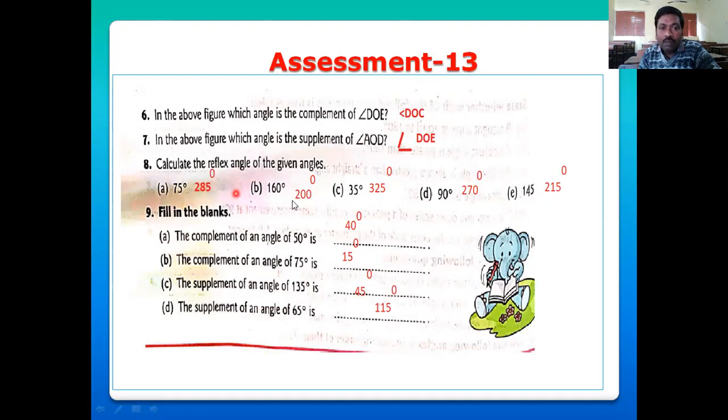And here is the 300 reflex angle. When we subtract 75 degrees from 360 degrees, we get 285 degrees, and we can find the rest in the same way. It is also the complete angle of angle 50 degrees. We also take this type of question: when we subtract 50 degrees from 90 degrees, we get 40 degrees, and to make the supplementary angle we subtract this angle from 180 degrees. We can find this.